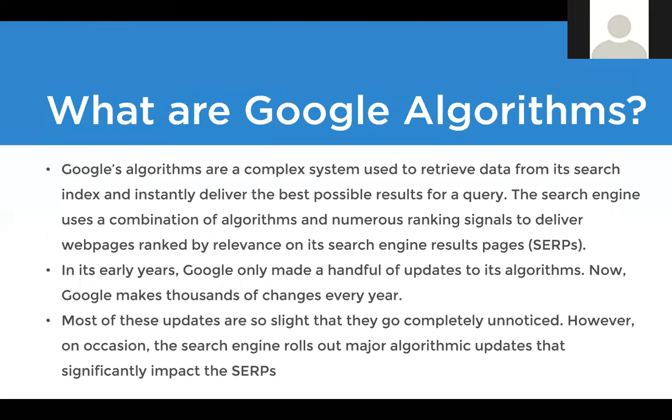All right. Okay. So what are Google search algorithms? These are updates by Google that they apply to their search engine, which affects search results, as we see it and as we search for it.